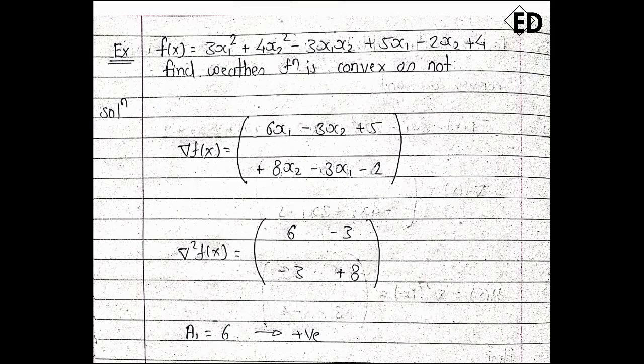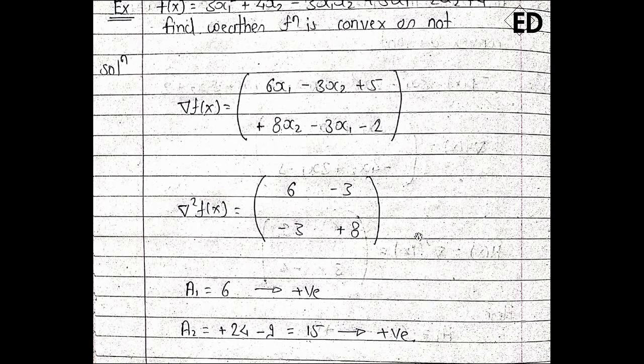Okay, let's see another example. This is also the same type of example. Here we also have to find whether our function is a convex function or not. A similar procedure we have to apply. Initially calculate the gradient of the function. How are we going to calculate the gradient? Partially differentiate this term with respect to x1 initially, we will get this one, and then partially differentiate the function with respect to x2, we will get this one.